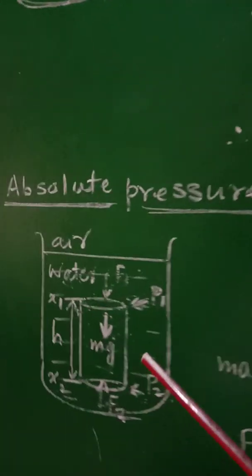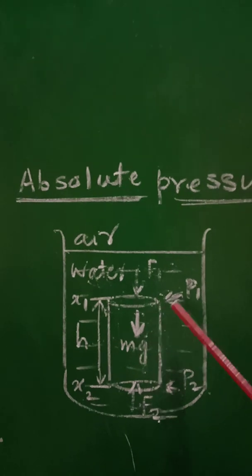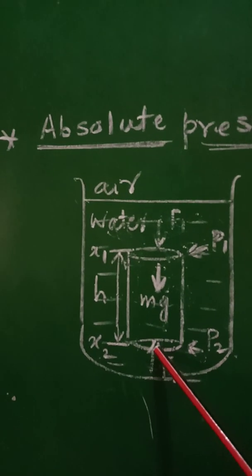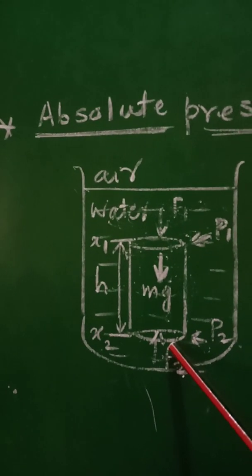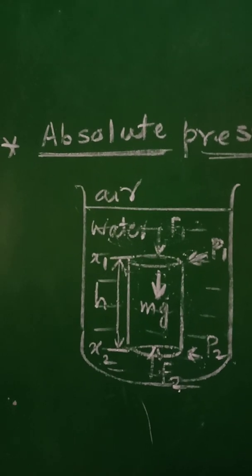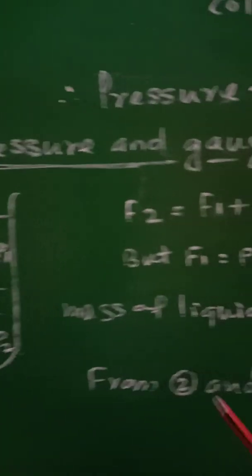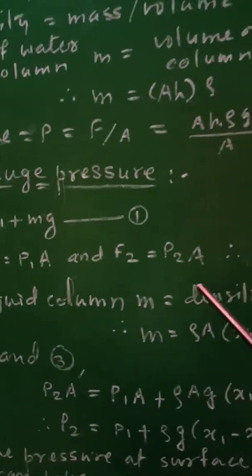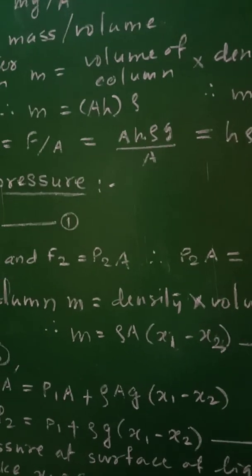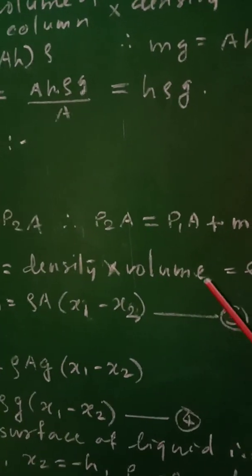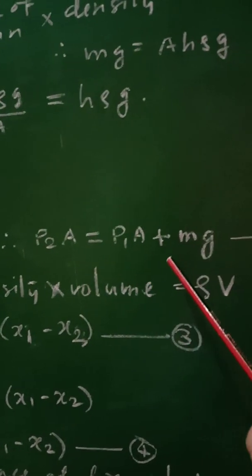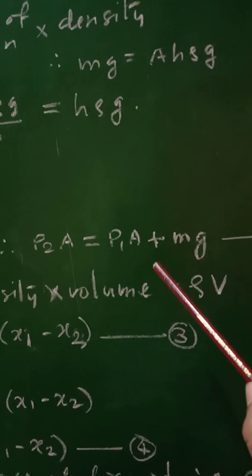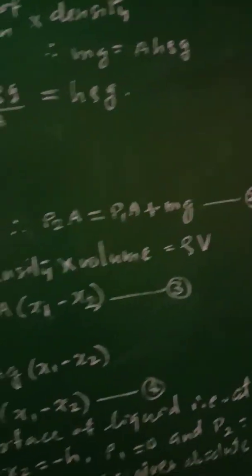But if you consider this geometry, then P1 is the pressure acting at the top of this liquid column, P2 is the pressure exerted on it at the bottom, and we know the relation force is equal to pressure into area. Therefore we can write the force F1 will be equal to P1A and force F2 is equal to P2A, and therefore the above equation will be written as P2A equal to P1A plus mg, equation number 2.